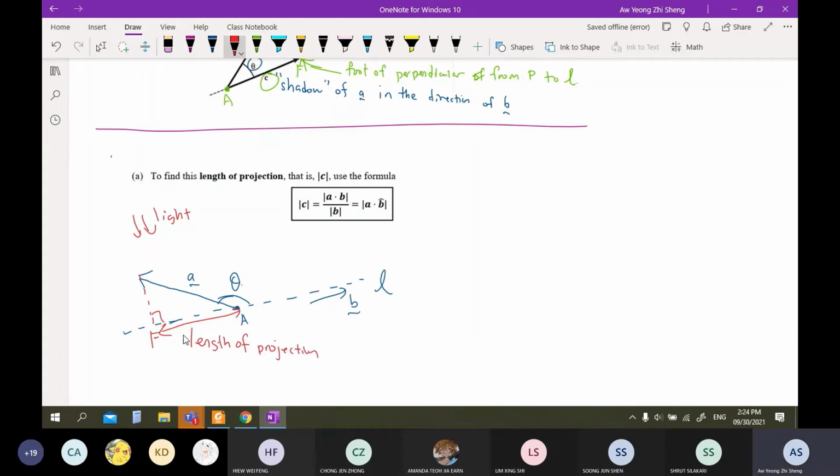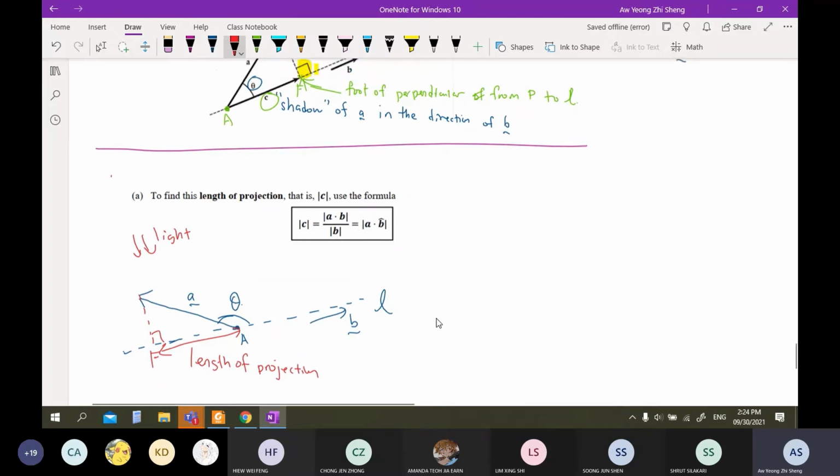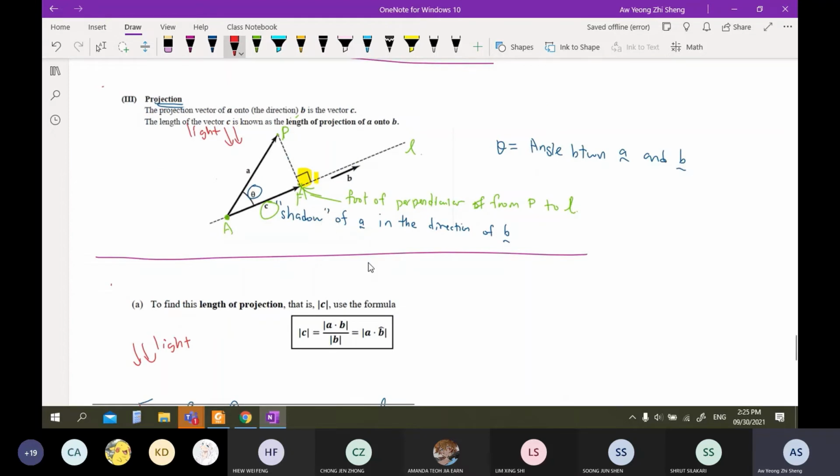The red color length is the length of the AF. AF will become the length of projection. Okay. Now, because I don't have time to tell you the full story, I will only focus on the case where theta is acute. But just be aware that the same formula also works when theta is obtuse. Right?